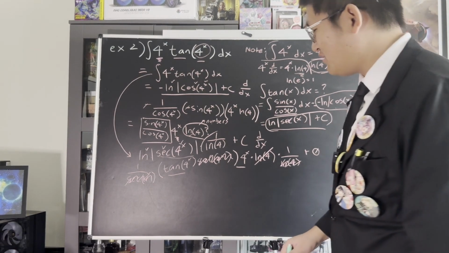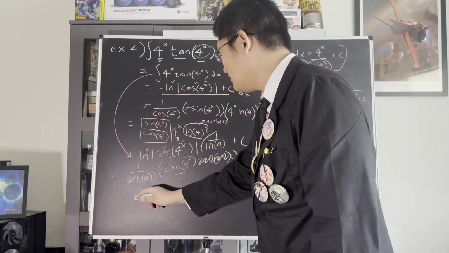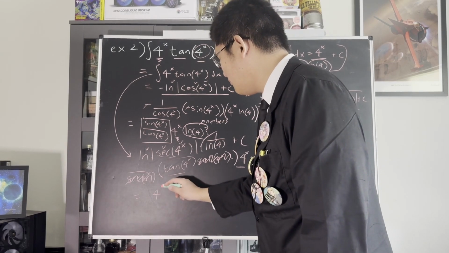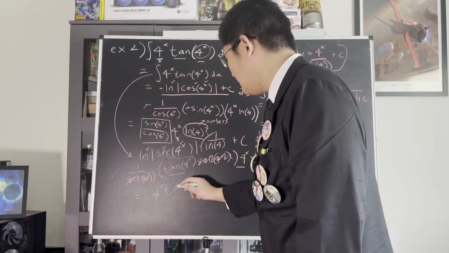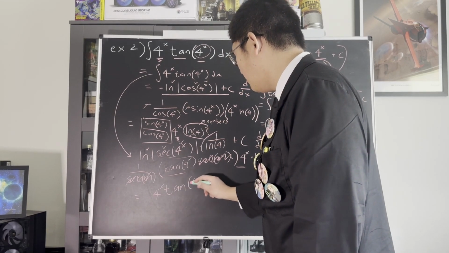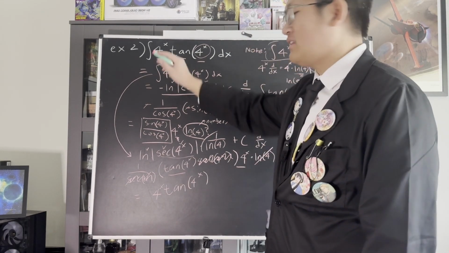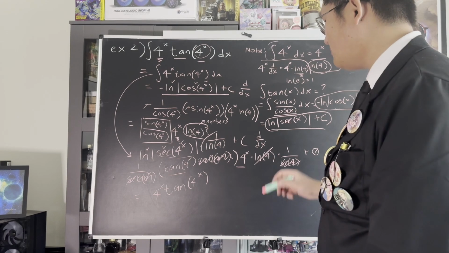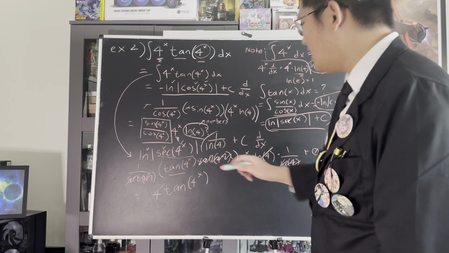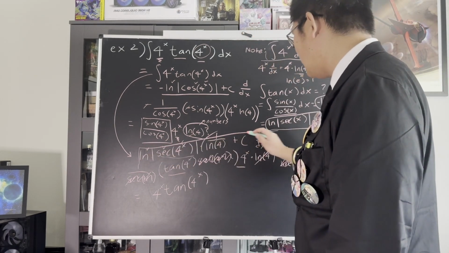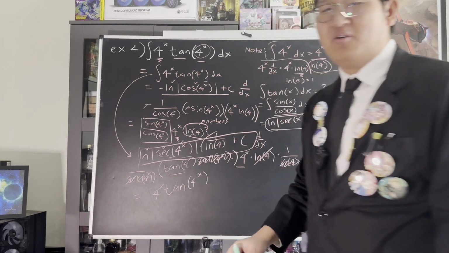It looks like we finally figured it all out. We indeed end up with exactly 4 raised to the x power times tangent of 4 raised to the x power. And we've matched it all exactly with what we started with. So, if you imagine that, this was indeed the correct answer to our integral.